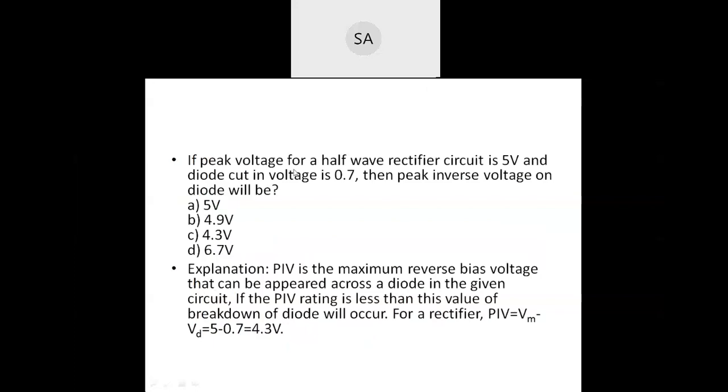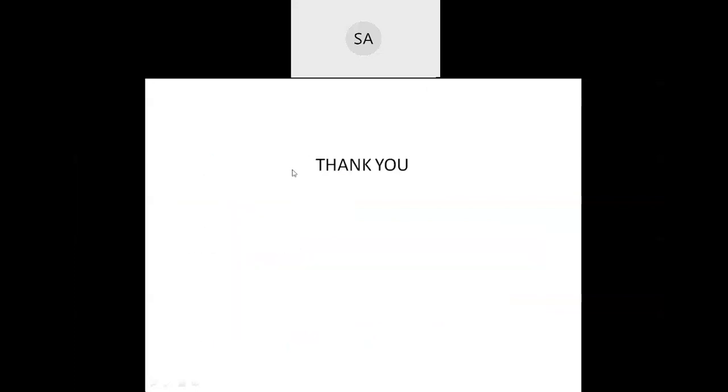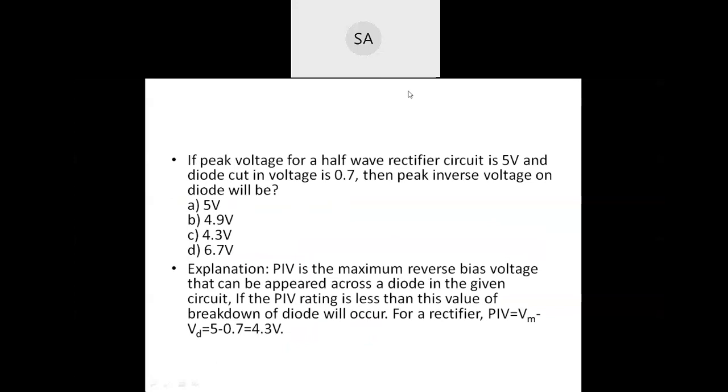And the next one: if the peak voltage for a half wave rectifier circuit is 5 volts, that is Vm, not peak inverse voltage, and the diode cut-in voltage is 0.7 volts, then the peak inverse voltage on the diode will be, here the question is asking peak inverse voltage. So the given values are the maximum voltage and the cut-in voltage.